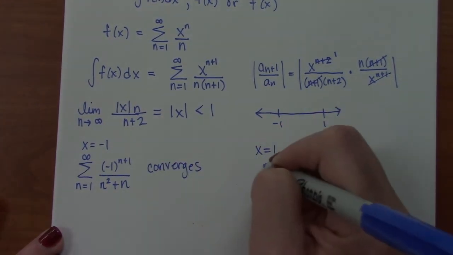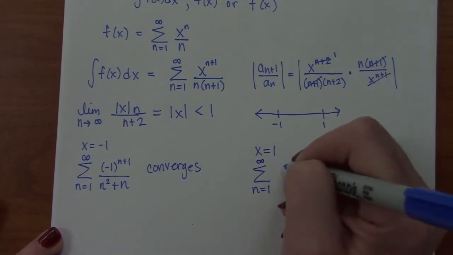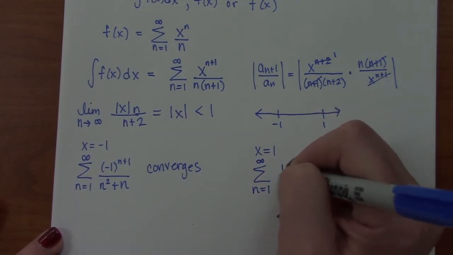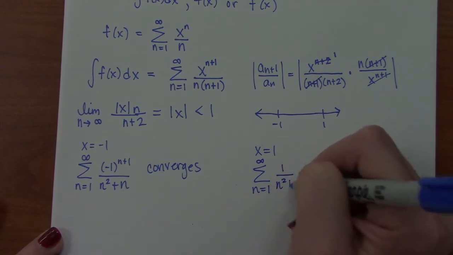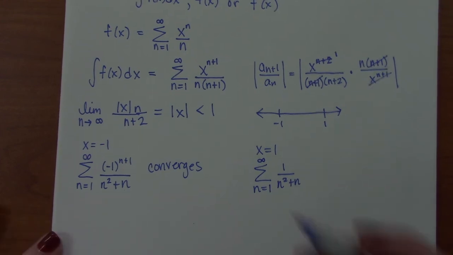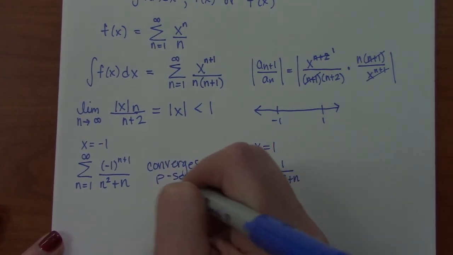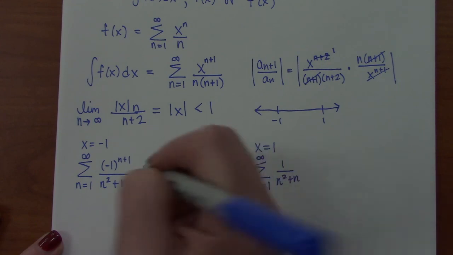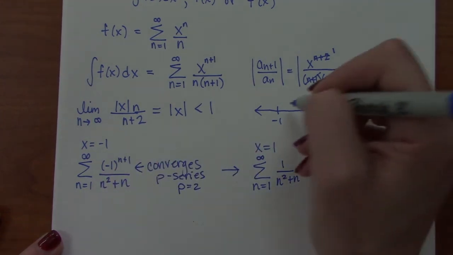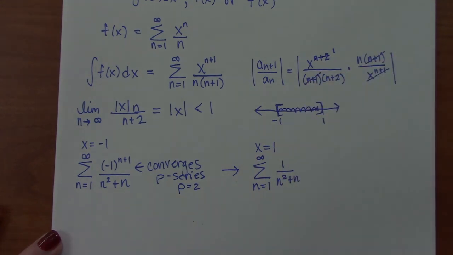Furthermore, if we try x equals 1, we're simply going to get 1 over n squared plus n, and that's just the positive case of the same p-series. Since p is greater than 1, both of these converge. So this guy works at both endpoints.